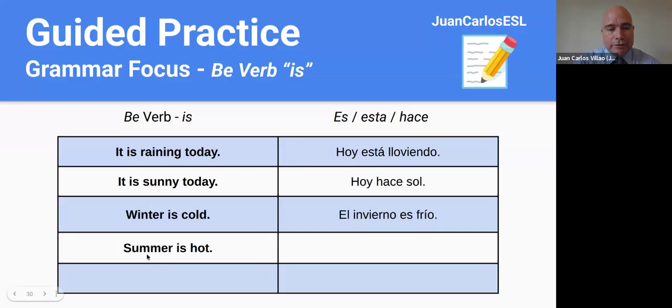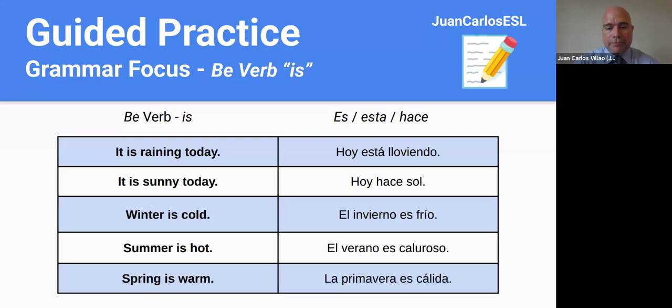So here's the following sentence. Summer is hot. El verano es caluroso. Spring is warm. La primavera es cálida. This is spring is warm. So here we're using verb is.